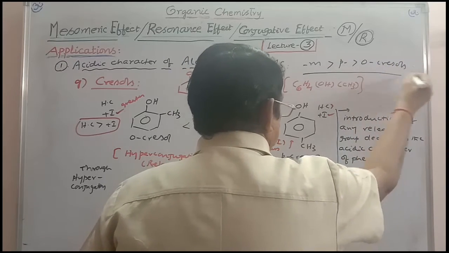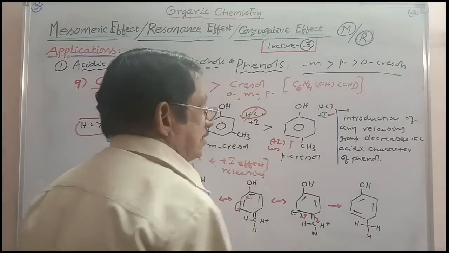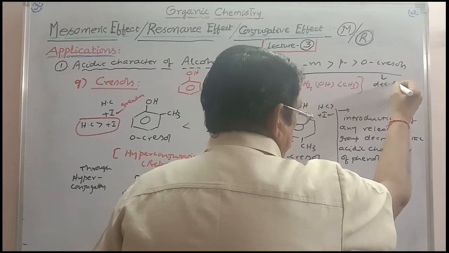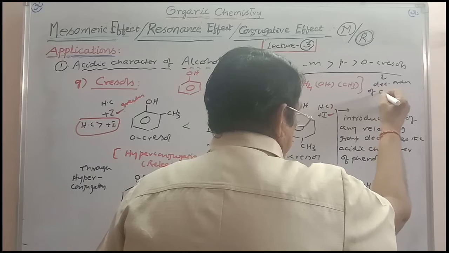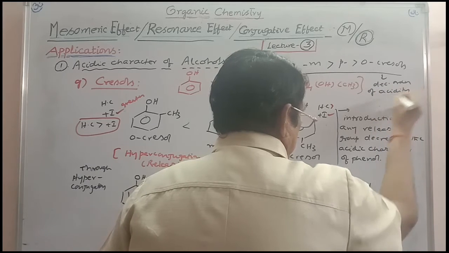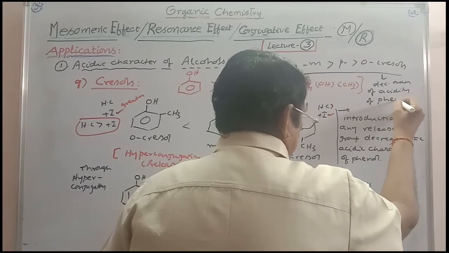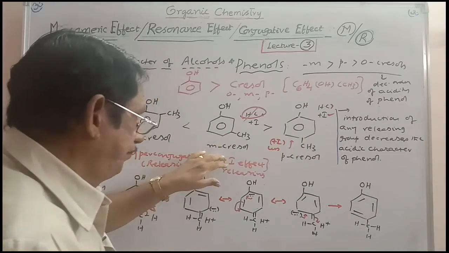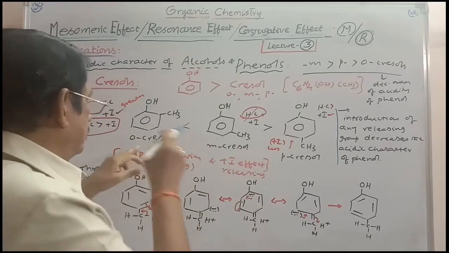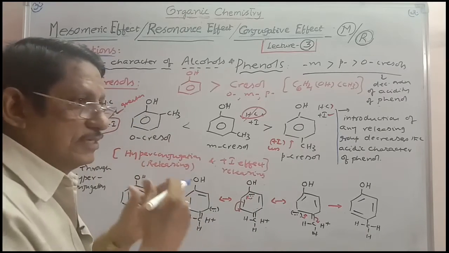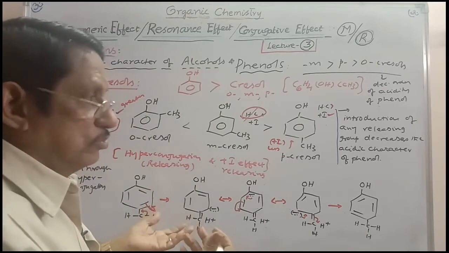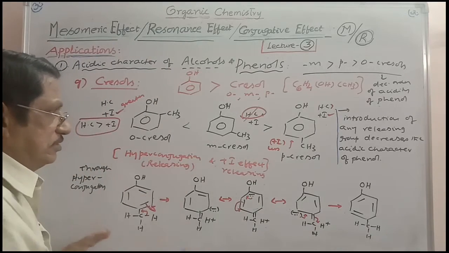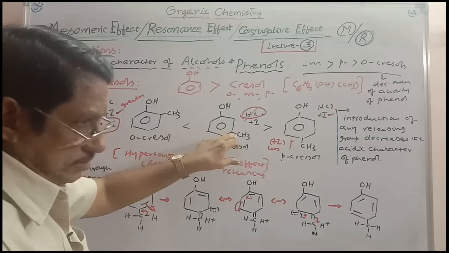This is the decreasing order of acidity of cresols. So meta is more acidic than para. Para is more acidic than ortho because in the case of ortho, inductive is more, releasing effect is more, acidity is small. And what is hyperconjugation here? Why is it not considered at the meta position?